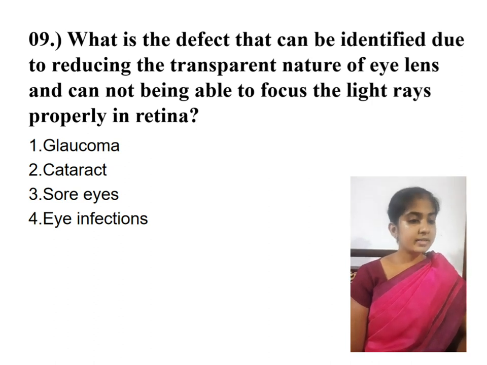What is the defect that can be identified due to reducing transparent nature of the eye lens, and it cannot focus the light rays properly on the retina? Glaucoma. We know glaucoma is a defect caused by the increasing of blood pressure in the eye. Then psoriasis is an eye infection. Cataract. Yes, cataract is caused by reducing the transparent nature of the eye lens due to the denaturing of proteins in the eye. The answer is the second answer.